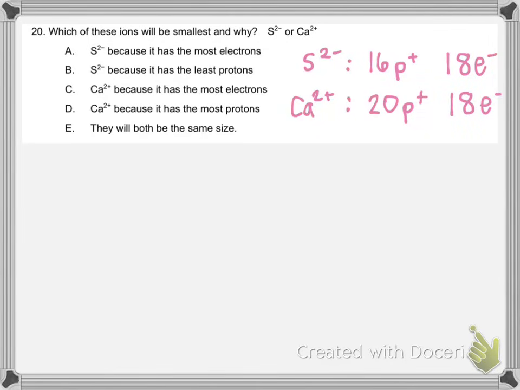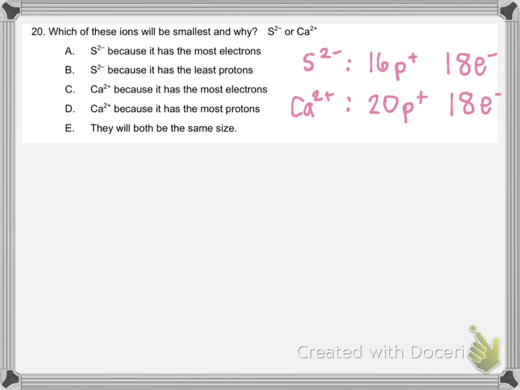For number 20, they want us to predict whether the sulfide ion or the calcium ion will be smaller. So here I've written some information about them. Sulfur has 16 protons, and it will have 18 electrons when it has a -2 charge. Calcium has 20 protons and will have 18 electrons when it has a +2 charge. So these are isoelectronic with each other, same electrons.